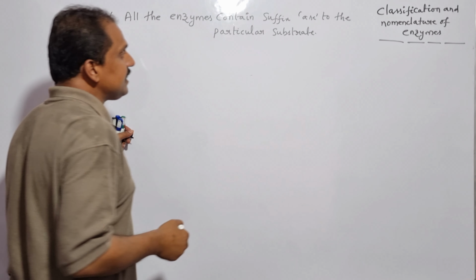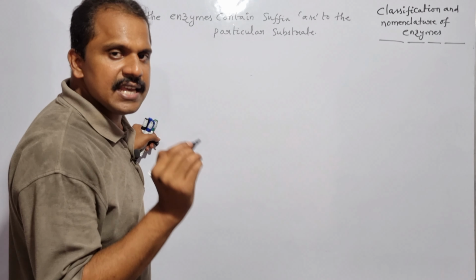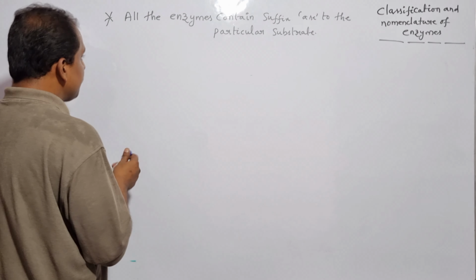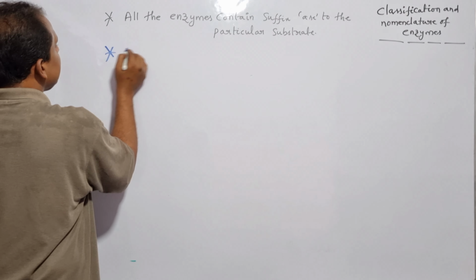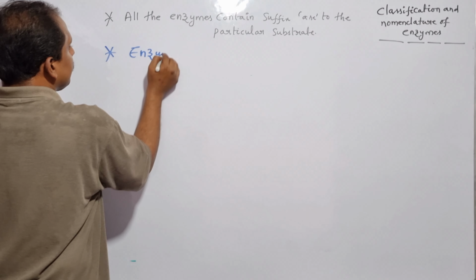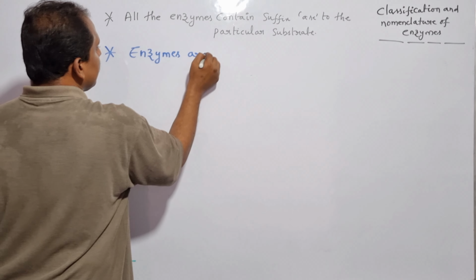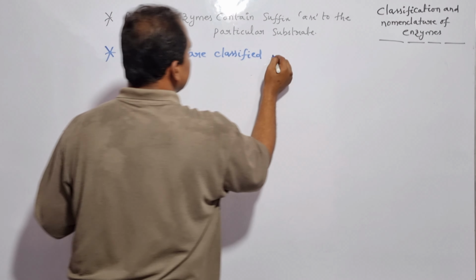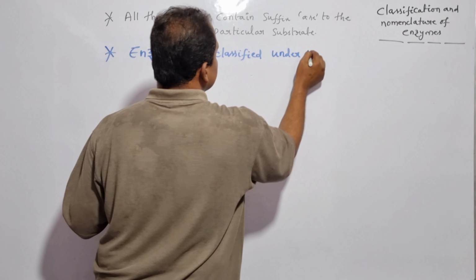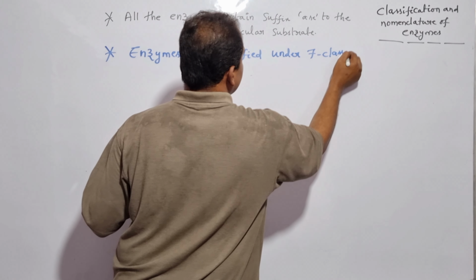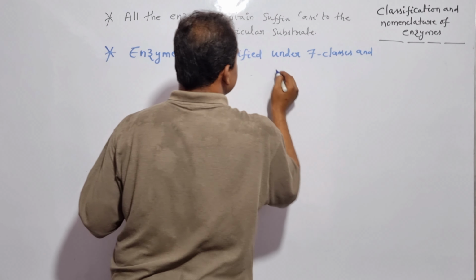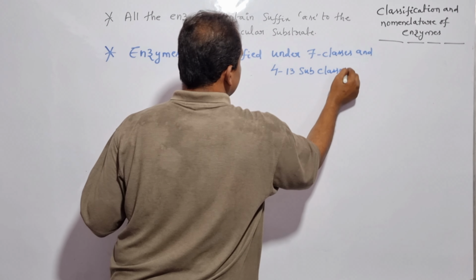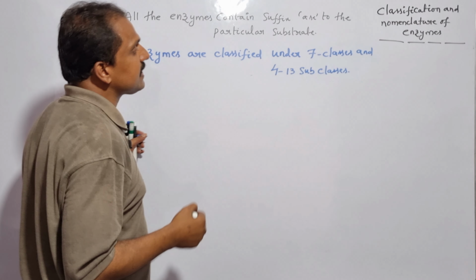Basically, enzymes are classified under 7 classes and 4 to 13 subclasses. Let me write it here. Enzymes are classified under 7 classes and 4 to 13 subclasses.